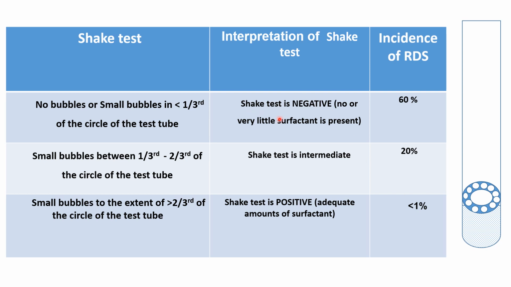Whenever a shake test is negative or intermediate, we can give the prophylactic surfactant to these preterm neonates. So it is a very useful and reliable test. At the bedside we can perform it easily, and clinically and by X-ray also we have to interpret it. So this is about the shake test. Thank you so much.